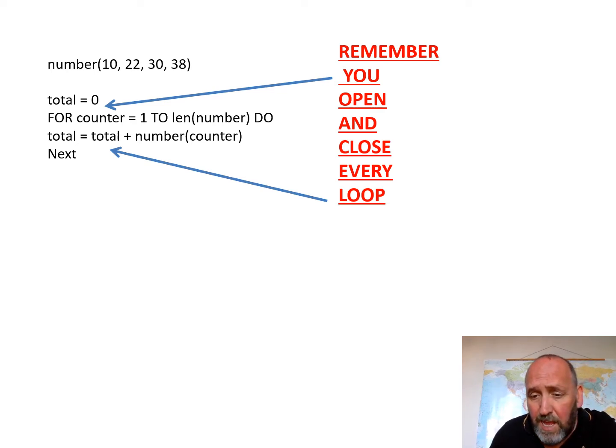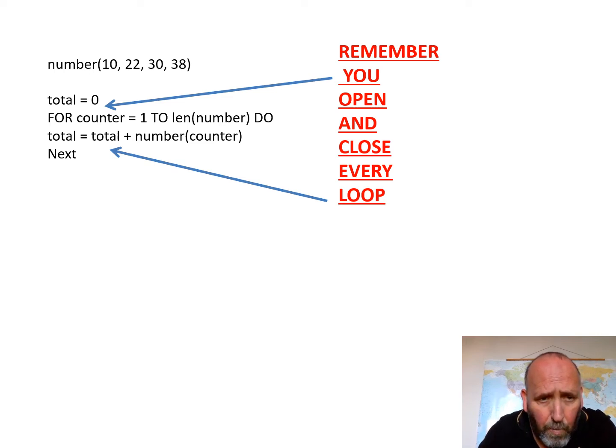Now len here is a predefined function, which we're going to look at again when we do arrays in detail. What length does is it counts how many values there are in the array. There's 10, 22, 30 and 38, so there's 4. That means the length of number is 4. So we're counting from 1 to 4, and what do we do? Total equals total plus number counter.